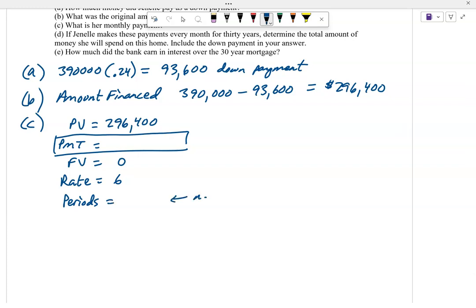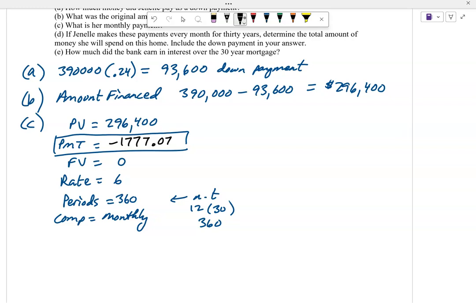The periods, so how many N times T? 12 payments per year. This is a 30-year loan, so 360 payments. And then I make sure it's compounding monthly. Click on the payment, and it'll give you $1,777.07. That's your monthly mortgage payment.